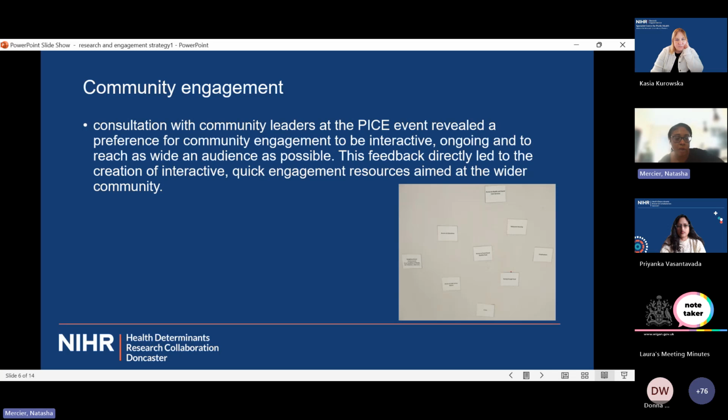We also had conversations during the afternoon around how people wanted to be consulted with. And again, that revealed a strong preference for community engagement to be interactive, to be ongoing, so closing those feedback loops, and to reach as many people across Doncaster as possible.